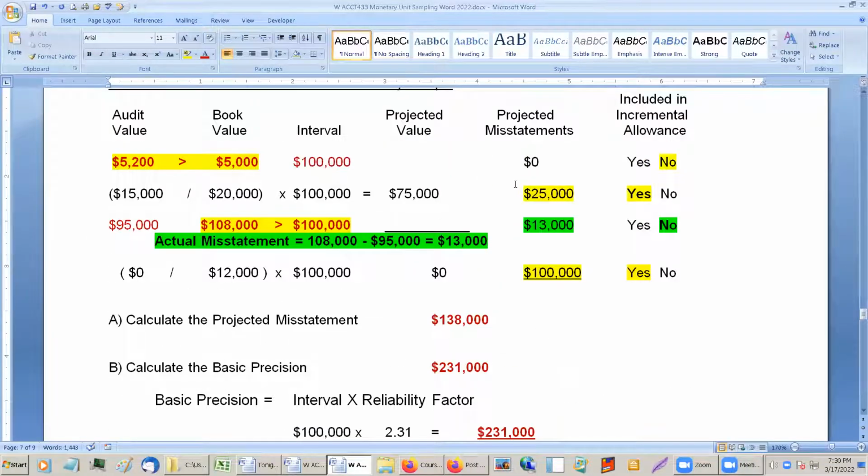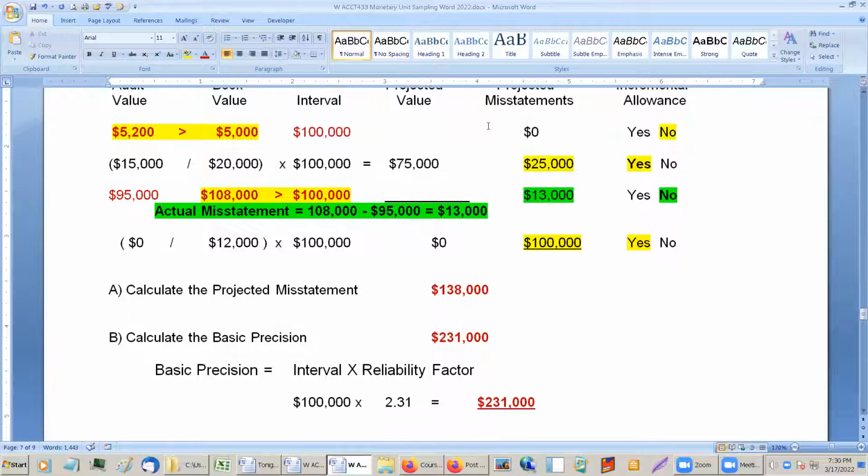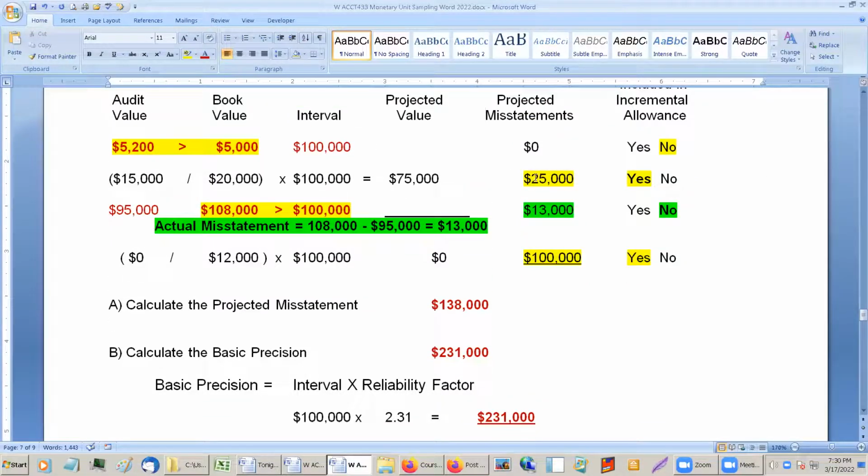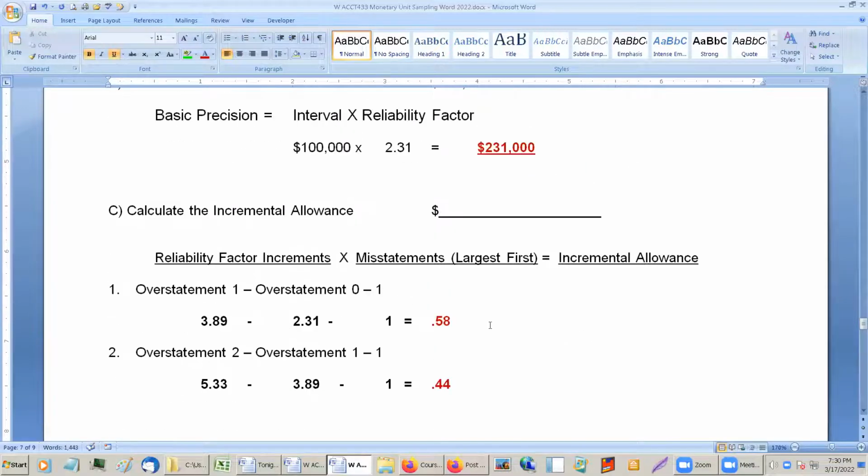Okay, so the largest one would be what? Of the two we're gonna use. 100,000 and the 25. Yep. So these are the two that we're using. These are the two yeses. So 100,000 would be the first one.